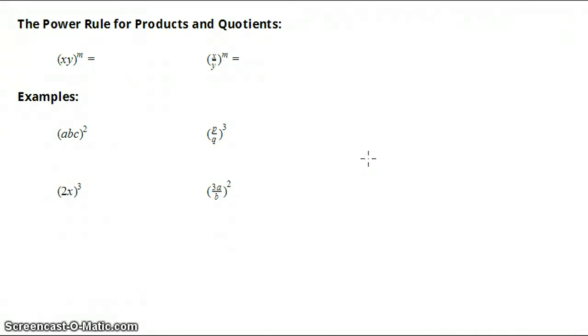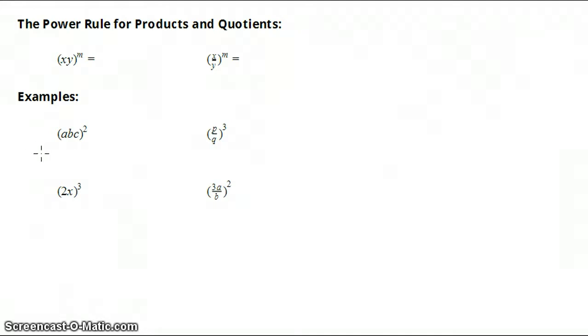We've looked at the product rule, the quotient rule, the power rule. In this video, we're going to put it all together, and we're going to look at the power rule for products and quotients. So what we're going to be looking at are cases where we have some sort of a product, for example here, x times y, or a quotient, x divided by y, and we take that entire quantity and we raise it to a power.